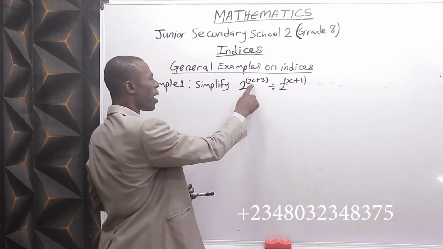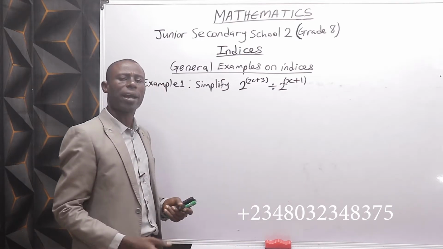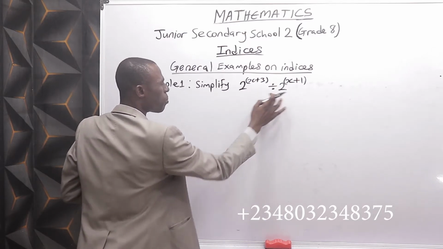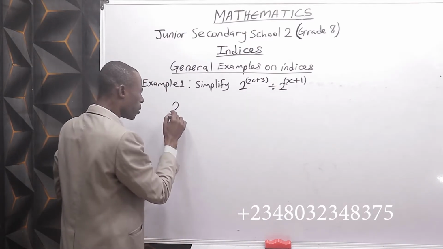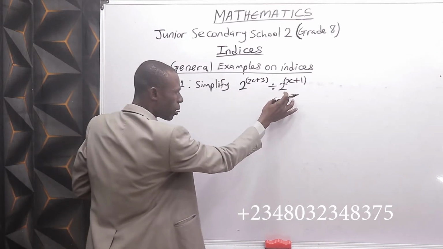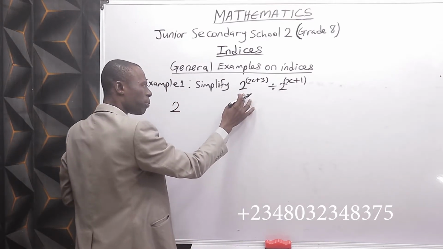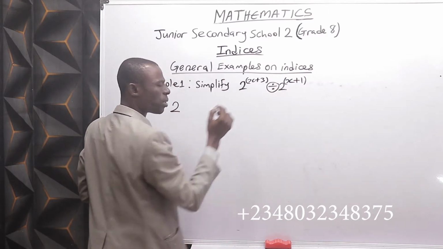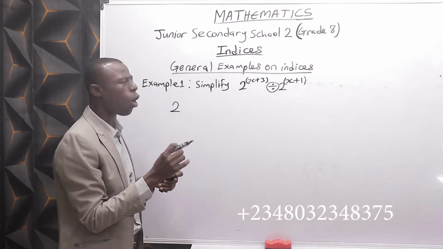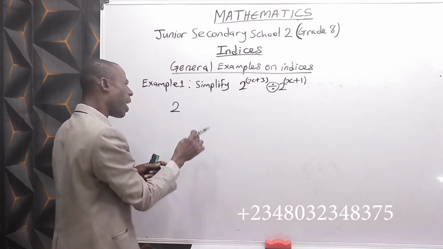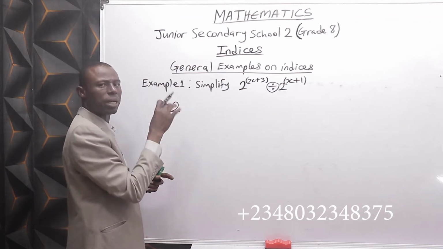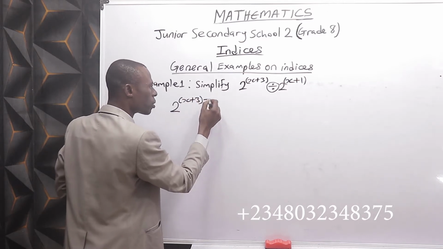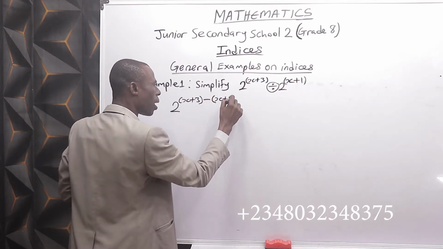Simplify 2 raised to the power x plus 3 divided by 2 raised to the power x plus 1. Here, we have common bases. Pick one of the common bases, 2 here as a base number, 2 here as a base number. So pick one. Now change the division sign to subtraction and let that subtraction operate the 2 powers over this chosen base. That is x plus 3 minus bracket x plus 1. That is what we mean.